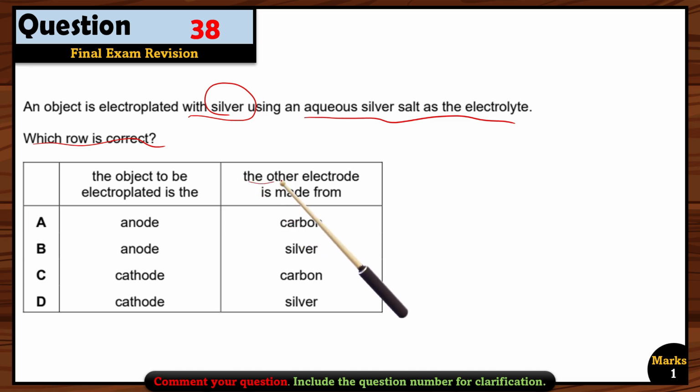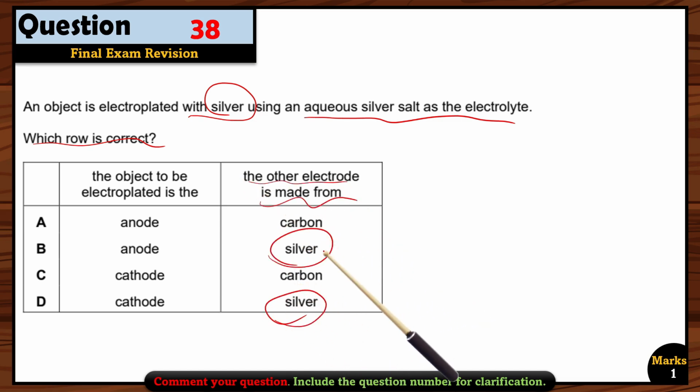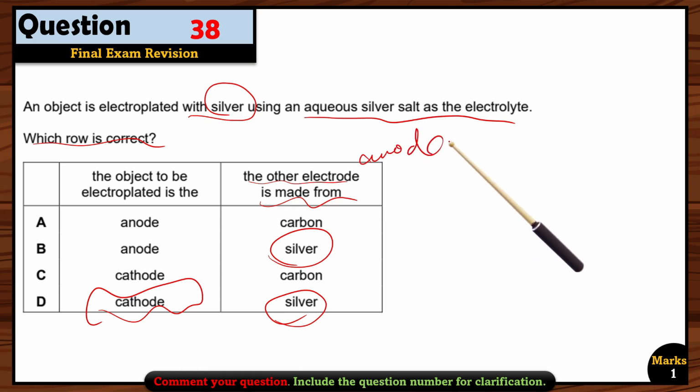So the other electrode is made from what? Silver, because silver is the one that you want to deposit. But what about the object you want to electroplate? It should be at the cathode. So cathode is the right option. So this option D is correct. Cathode is made up of the object you want to electroplate and the anode, the other electrode, is actually made up of the metal that you want to use for electroplating. So here we have to use silver for electroplating.